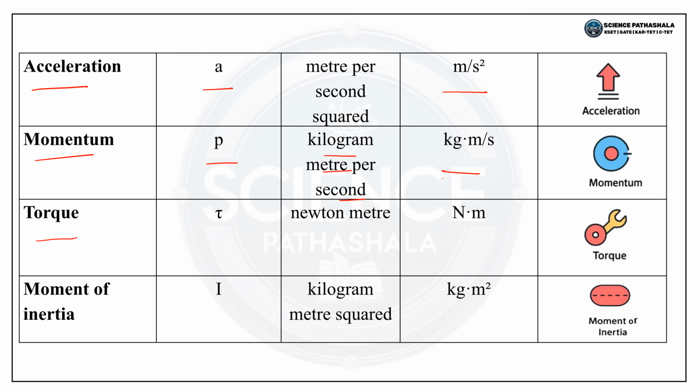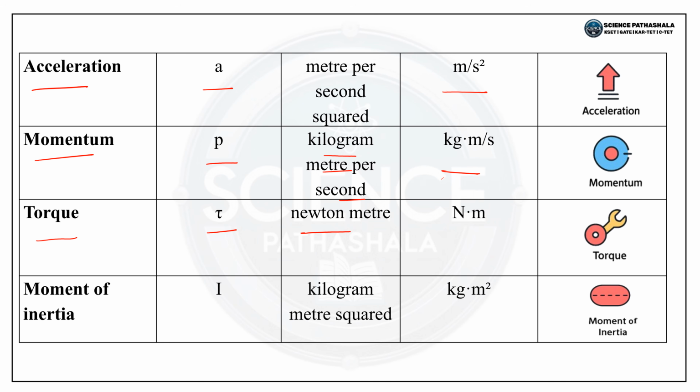So torque is the turning effect of a force acting on a body about an axis. It is represented by the symbol tau. The SI unit for torque is Newton meter. So torque is the turning force.